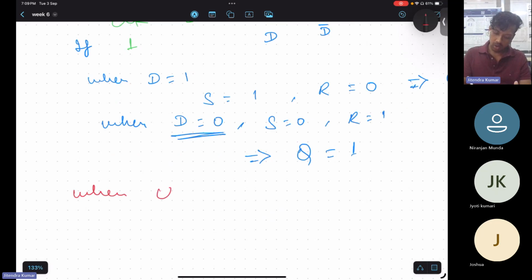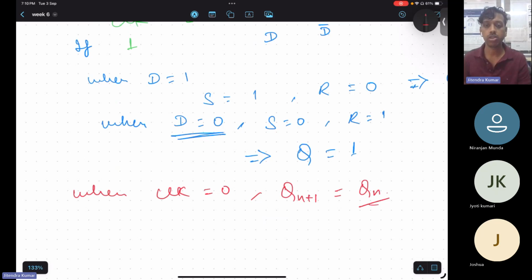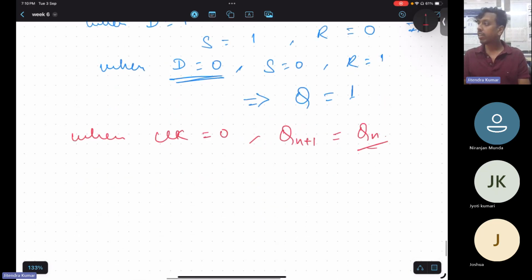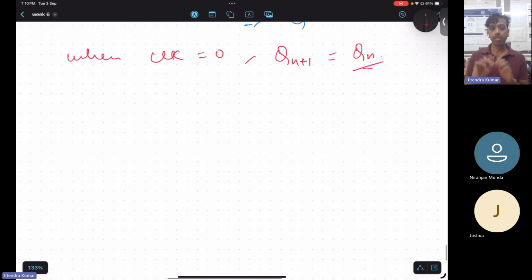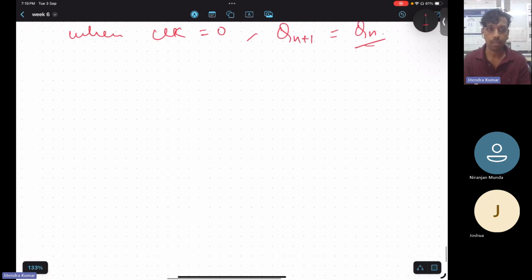And when your clock is 0, your Qn plus 1, the next state, will be equal to Q previous state, right? So that is what it implies. So there are two types of triggering in the flip-flops. One is level triggering and another is edge triggering. Okay. So what are the differences? So let us see.